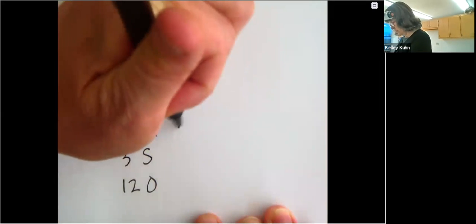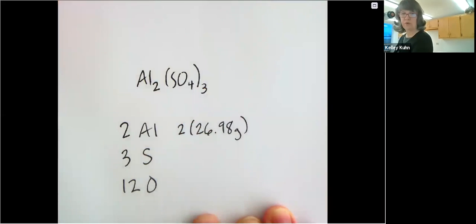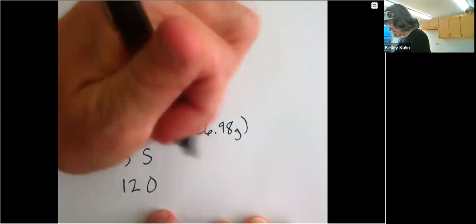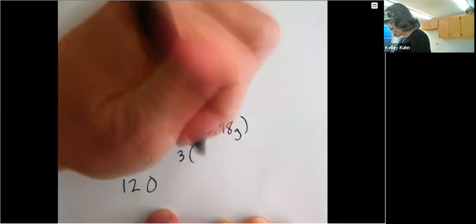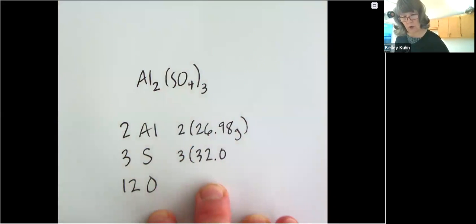So in order to do the molar mass of this, I'm going to need 2 times the molar mass of aluminum, which is 26.98. I'm going to need 3 times the molar mass of sulfur, which is 32.07.